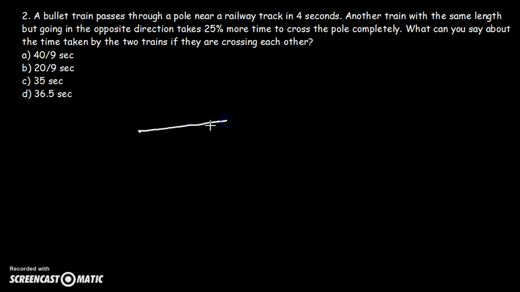So there is a railway track and there is a pole. Now a particular train, the first train, takes 4 seconds, whereas the second train takes 25% more. What is 25% more of 4? 1/4 more, that is 1 second more. That means train 2 takes 5 seconds to cross the same pole. Okay, one train takes 4 seconds, the other takes 5 seconds.